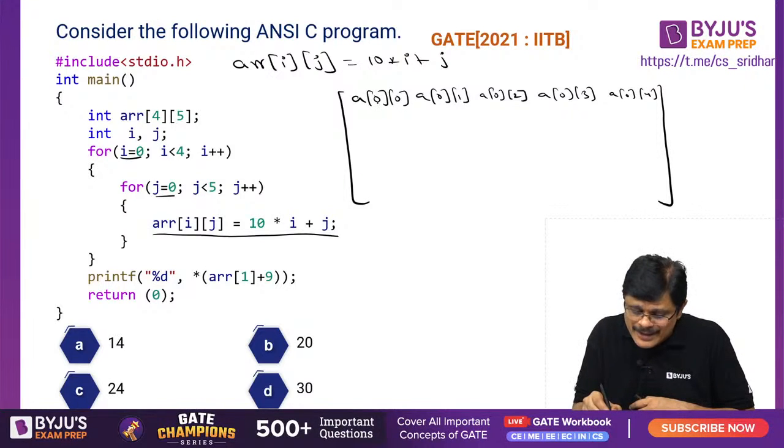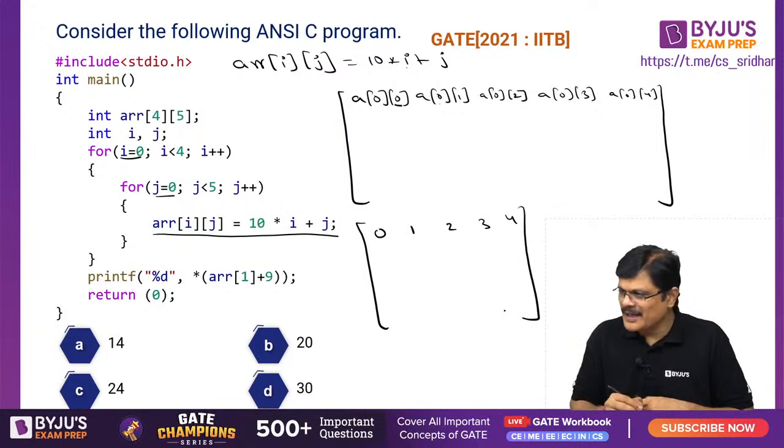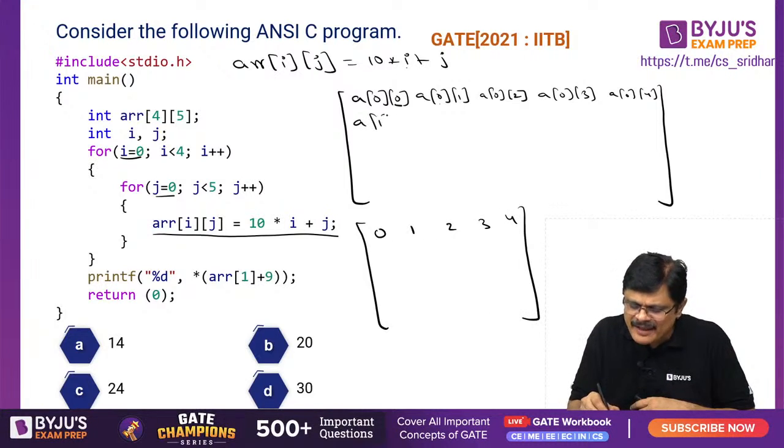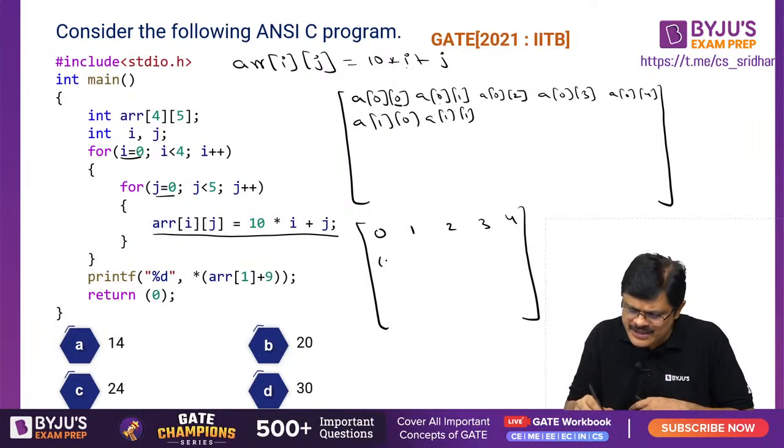Now here, what is it? 10 into i, that is 10 into 0, plus j. So here j values only you are going to get, because 10 into 0 is 0, 0 plus 0. So it is 0, 1, 2, 3, 4. Next time it is A10, A11 and so on. In this case, 1 into 10 is 10, 10 plus 0, 10 plus 1, 10 plus 2 and so on. So it is 10, 11, 12, 13, 14.